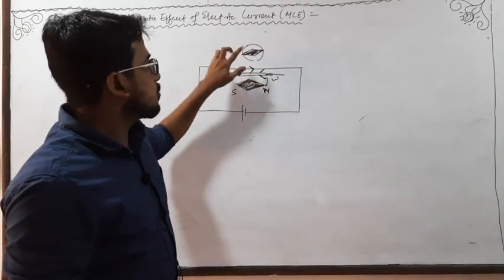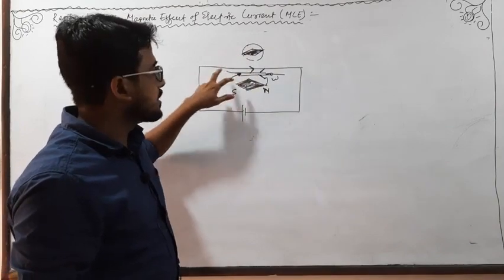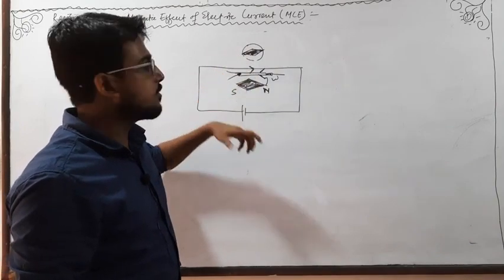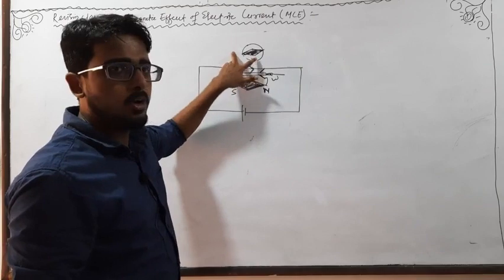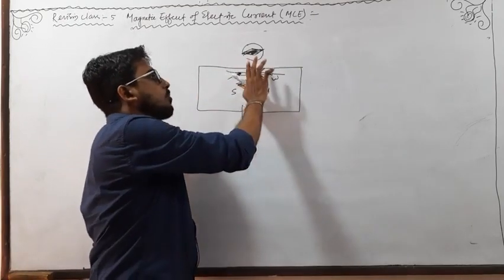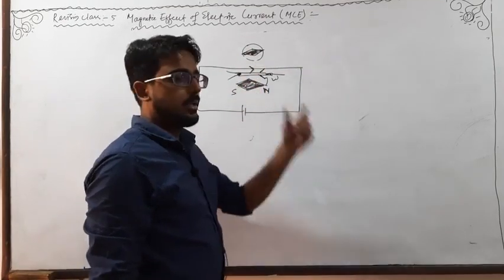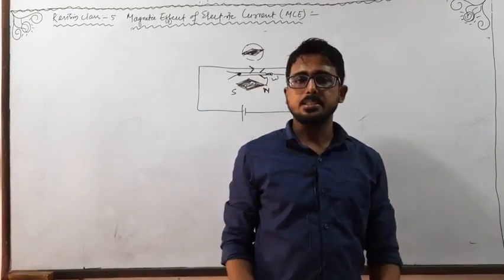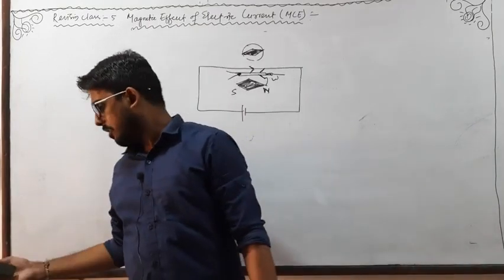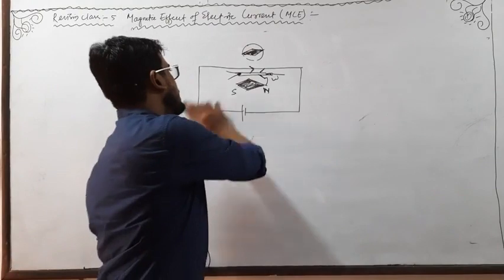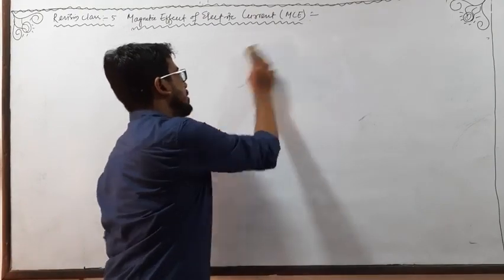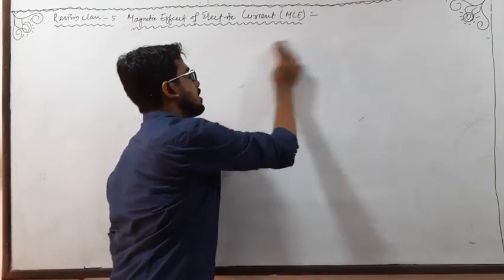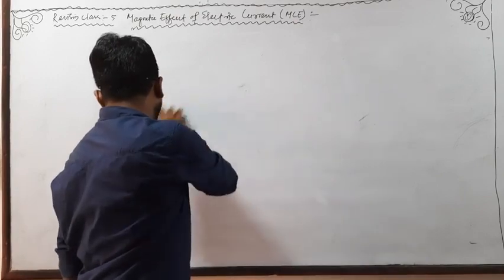The deflection of the compass also depends upon the intensity of the current flowing through the conductor. If the current is more, the deflection will be more, and if the direction of the current flowing through the conductor changes, the deflection of the compass also changes. So it was first observed by Oersted, who states, according to his experiment, that a current carrying conductor is able to produce a magnetic field surrounding it.